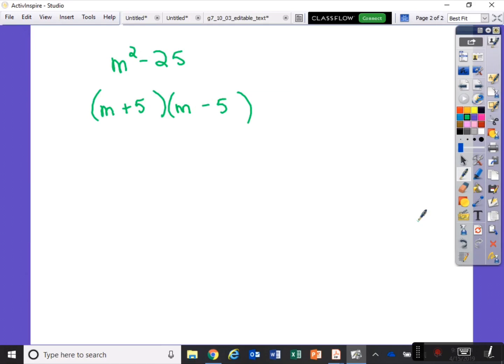Now, let's do one that's slightly more. It's not going to be a perfect one. It'll just be 4n squared minus 1. Now, even though the first number doesn't have a coefficient of 1, we still have to make sure that whatever its coefficient is is still a perfect square.